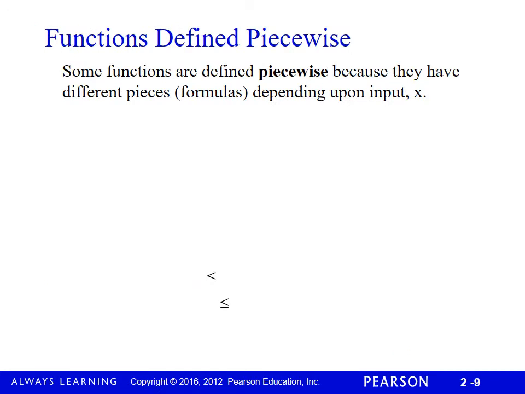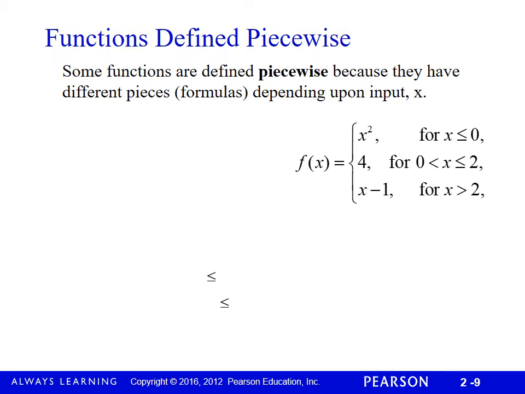This is another confusing type of problem. These are piecewise functions, and a lot of students don't know exactly what to do with these. They're called piecewise because they have different pieces. And all that means is they have different formulas depending upon the input value of x.